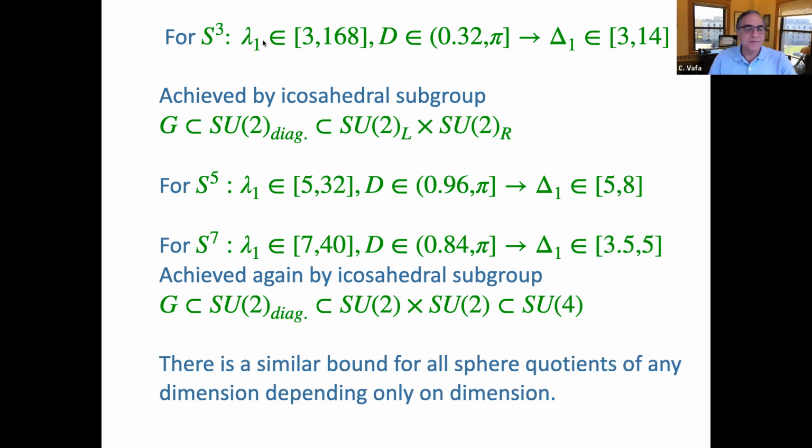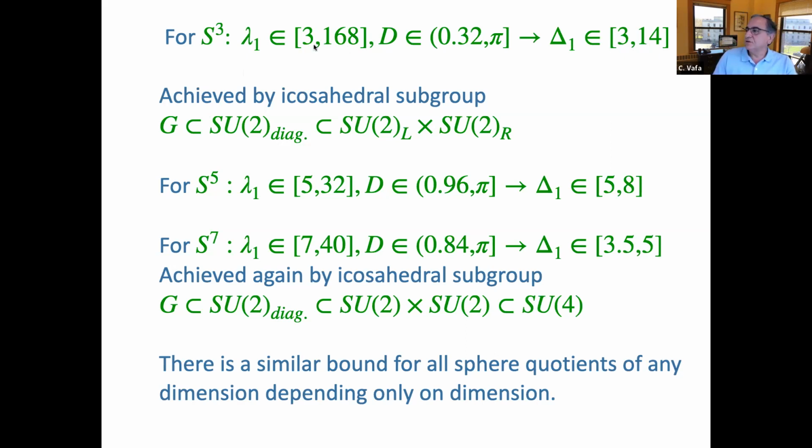For the case of the three sphere, you could think that this might be because I'm doing low dimension, so let's go to higher dimension, the three sphere and others. You do this, and again you find that there's a bound. In fact, the first eigenvalue you find is bounded by 3. That's the case for the round sphere. If you push the sphere to be smaller and smaller, the biggest you can make the first eigenvalue is 168. Said differently, the diameter of the three sphere starts at pi, and when you do this quotient, the smallest you can make the diameter is 0.32, which would correspond to this 168. This gives you the corresponding first eigenvalue for the spin 2 operator to be between 3 and 14.